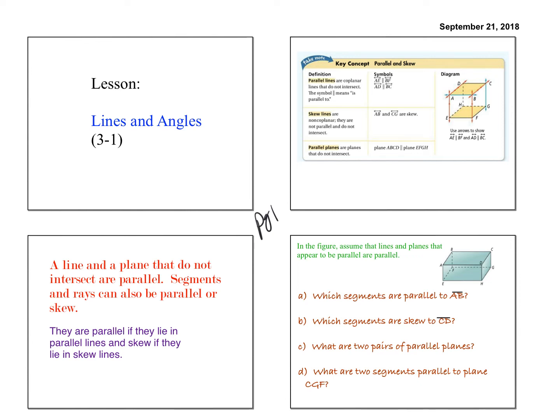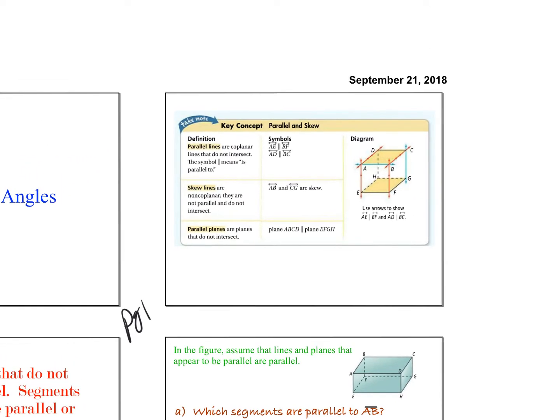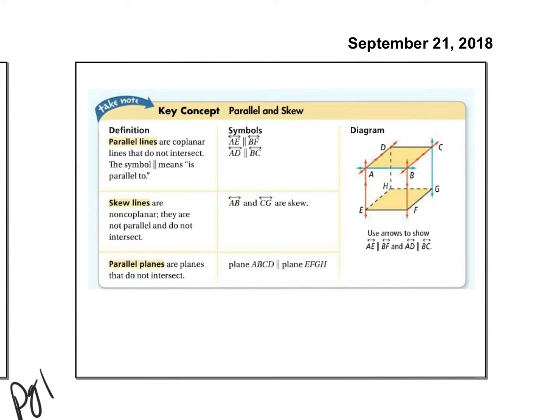All right, this lesson is about lines and angles. Different kinds of lines, different kinds of angles. The first thing we're going to look at is parallel and skew lines.